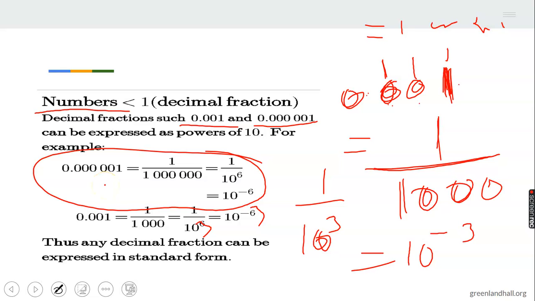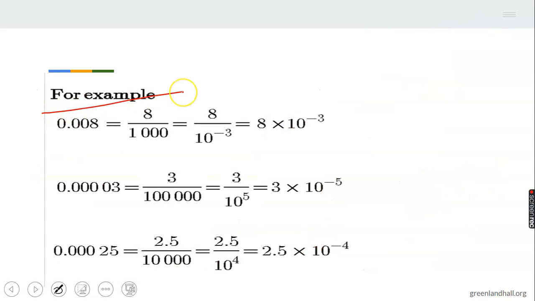You can also express that in standard form. Thus, any decimal fraction can be expressed in standard form. Now, look at these examples. We are to express 0.008 in standard form.